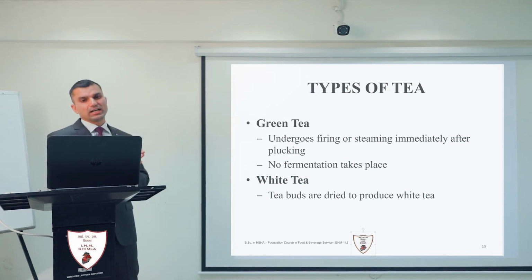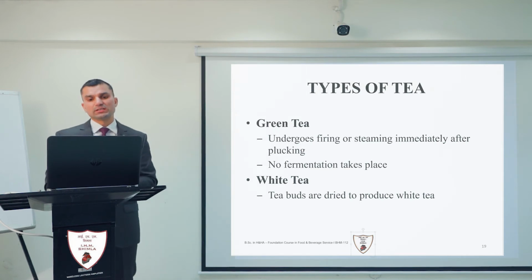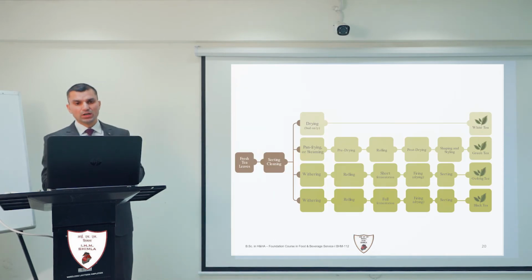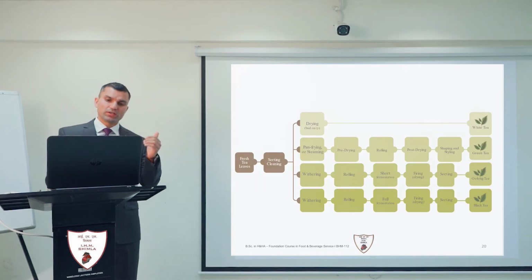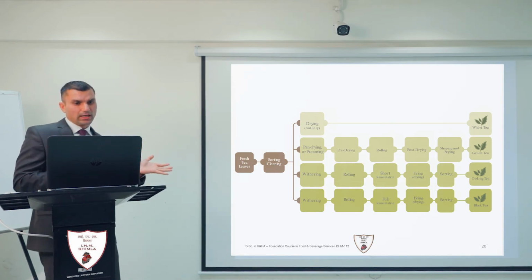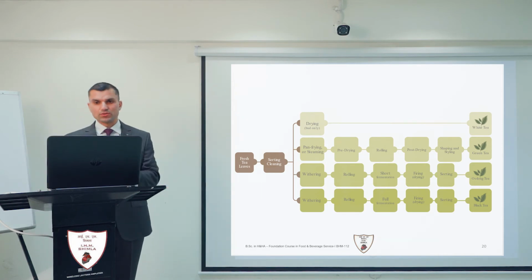And last in this category is white tea. In white tea, tea buds are dried to produce white tea. Here in this flow chart, you can see the difference between different types of tea and their manufacturing. Like we discussed, in white tea, after plucking it's directly dried.